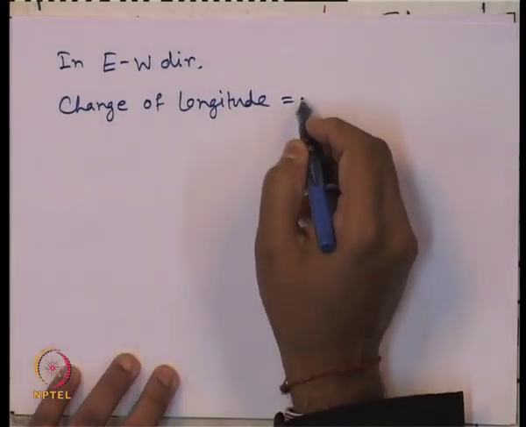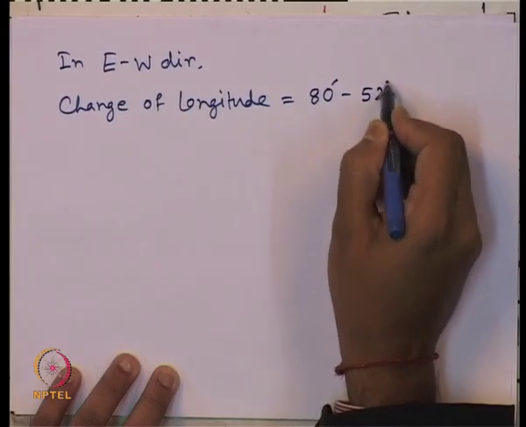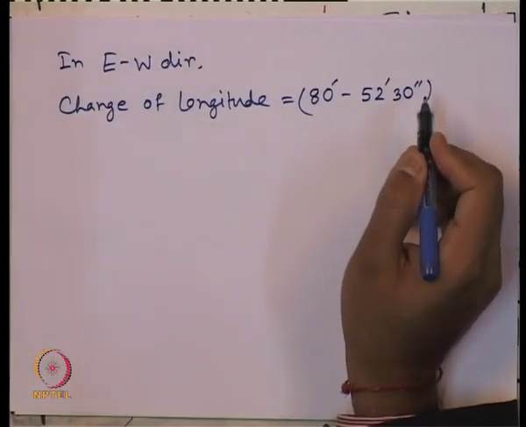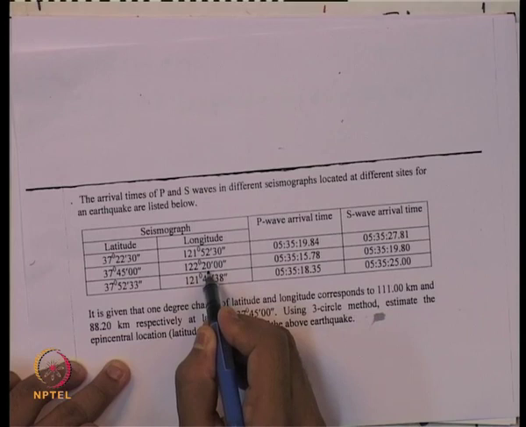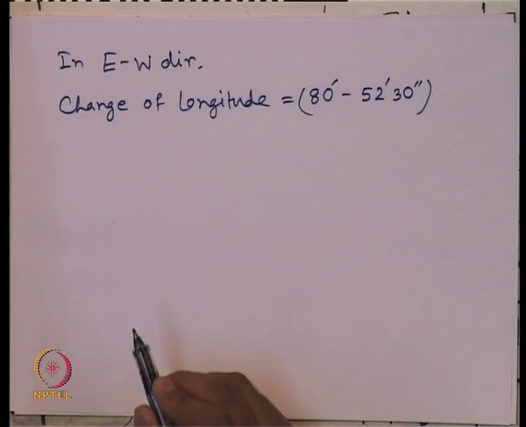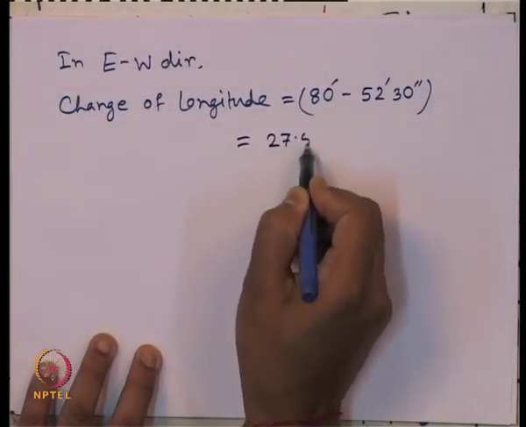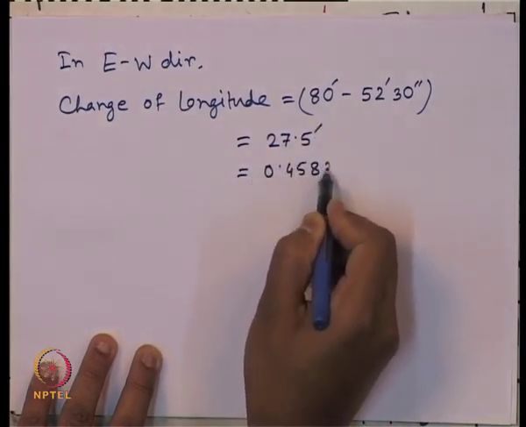So, 80 minutes minus 52 minutes, 30 seconds. That is the change of longitude. Why have I written 80 minutes? I have taken the degree as equal and converted this 20 minutes to 80 minutes; I have added 60 over here. Clear? So, it gives me the difference 27.5 minutes, which equals 0.4583 degree.